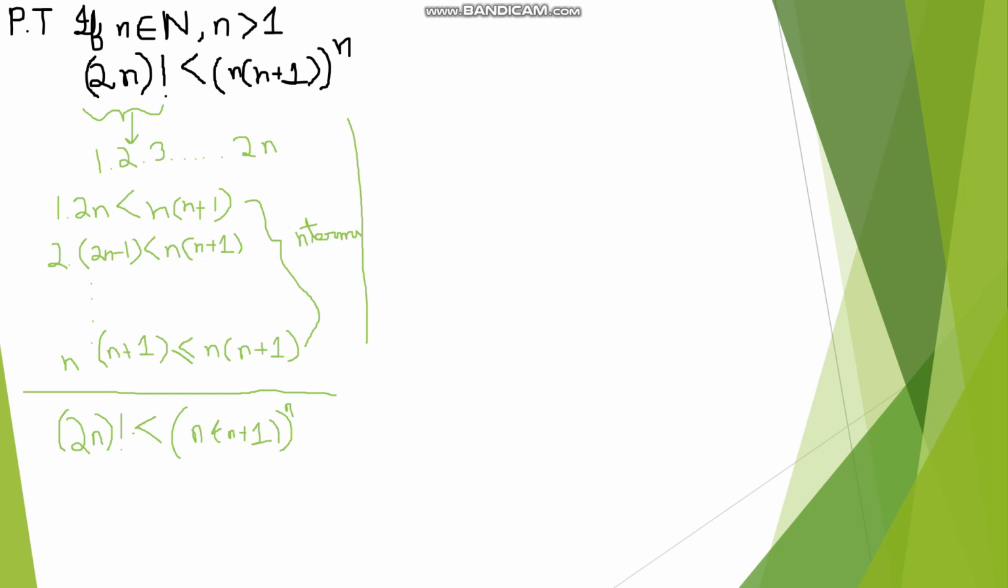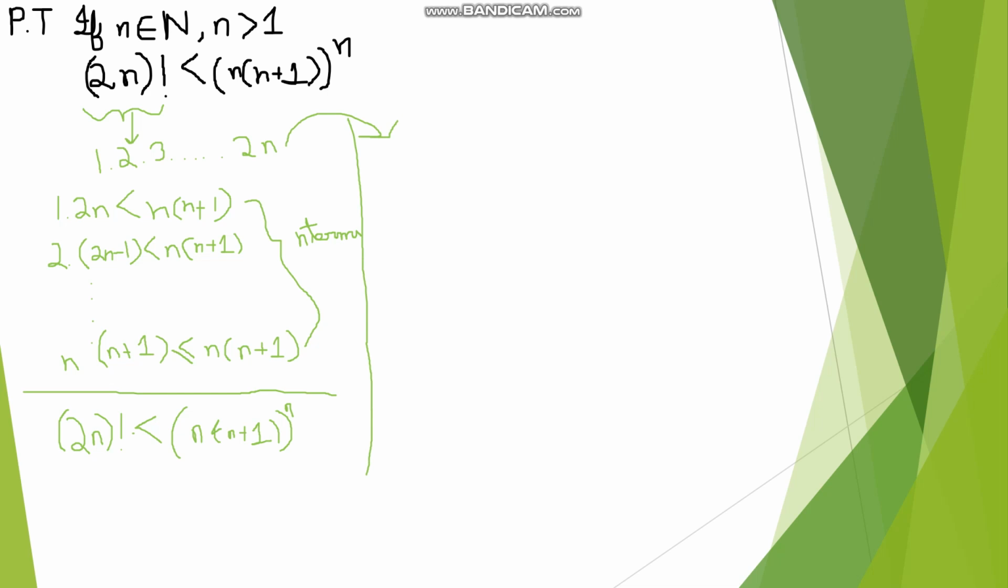Another method is there, which is a little more descriptive in terms of the AM-GM inequality, but it's quite tricky. This was, I think, a simpler process. Now let's see this. 2n factorial is this. Now this can be written as, let's write this again.